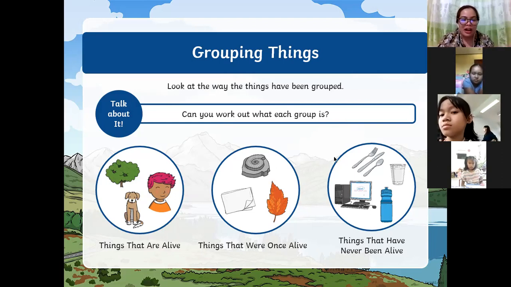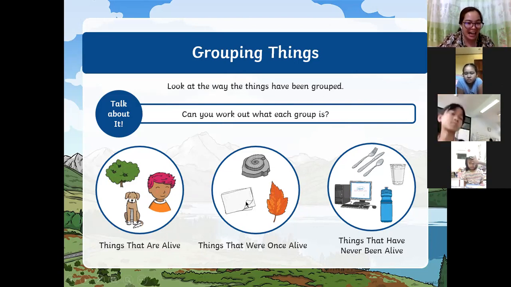Okay, so for example, the paper came from the trees. This paper came from the trees, that's why they were once alive, because you cannot make paper without trees. Okay, next, the dried leaves.